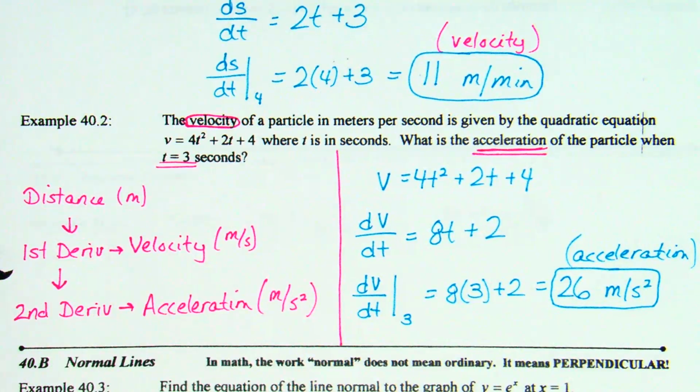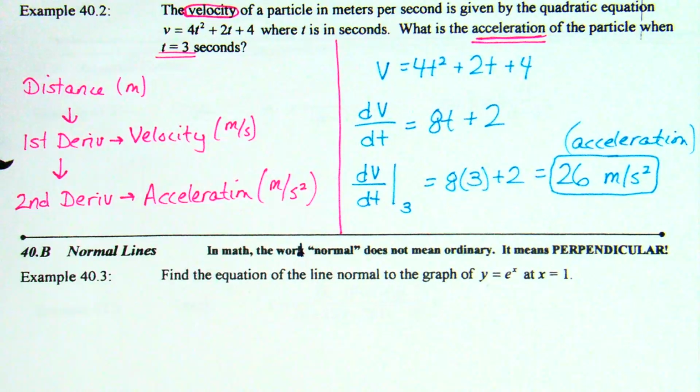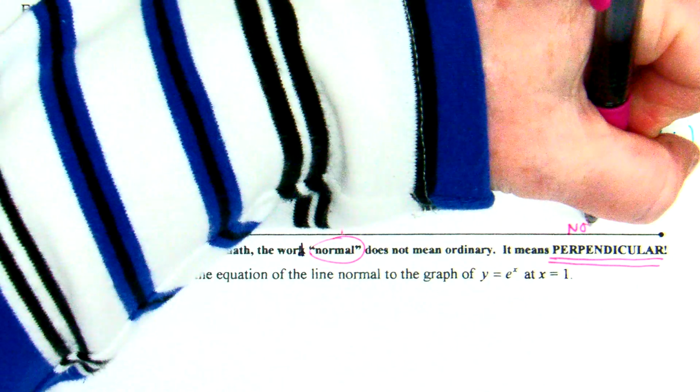Okay. Normal lines, if you may. To my knowledge, this is the first time you hear the introduction of normal lines. In math, first of all, that should say the word normal. The word normal does not mean ordinary. It means perpendicular. So if in homework you see something that says find the equation of the normal line, that is their way of saying find the equation of the perpendicular line.